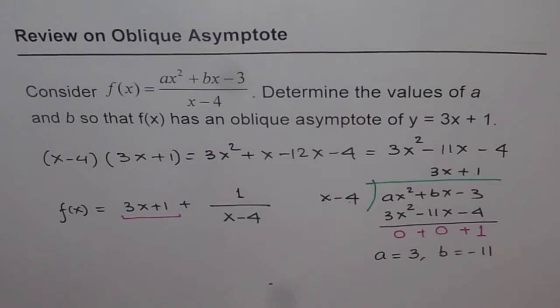right? Now we have a fairly good understanding of oblique asymptote, and we'll go ahead and sketch some rational functions where you'll find oblique asymptote.